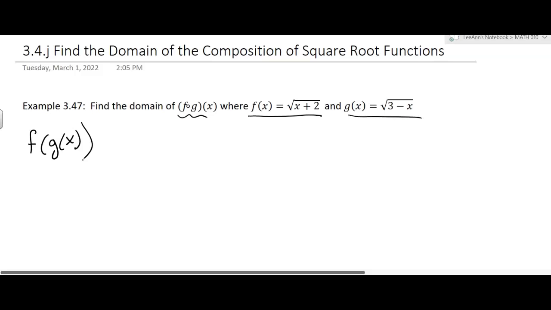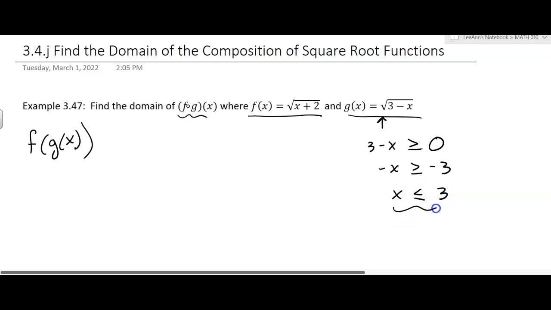Okay, so let's start here with the parentheses, right? We would say the g of x, because it's inside the parentheses. We would say 3 minus x has to be greater than or equal to 0. That's one of our rules, that we can't take the square root of a negative number. Okay, so then if I solve this, negative x is greater than or equal to negative 3, x is less than or equal to 3.